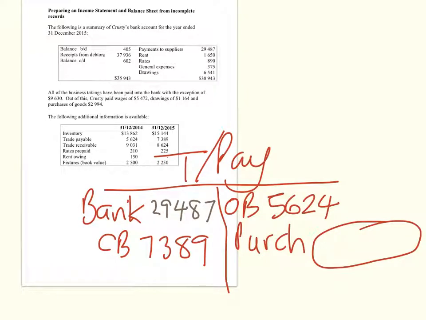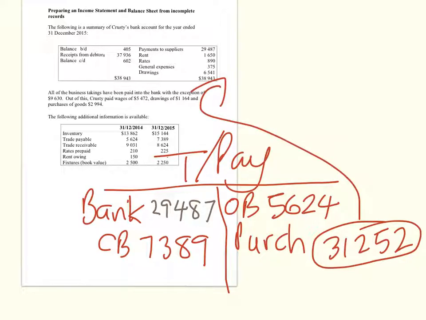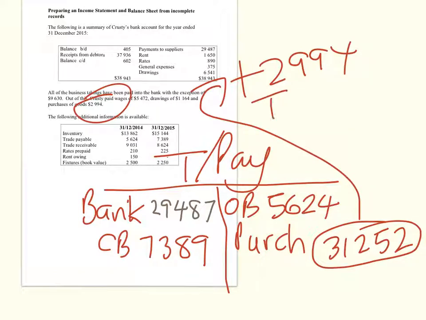Our missing purchases figure turns out to be 31252, and that's the credit purchases. We'll have to add to that the 2994, so plus 2994 gives us our total purchases figure, which will go on the income statement, and that figure is 34246.